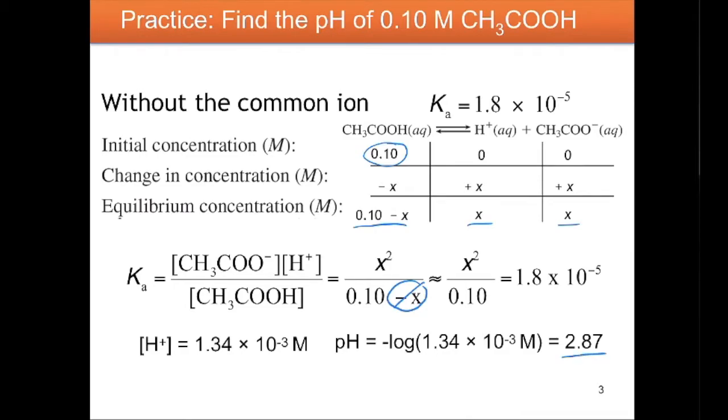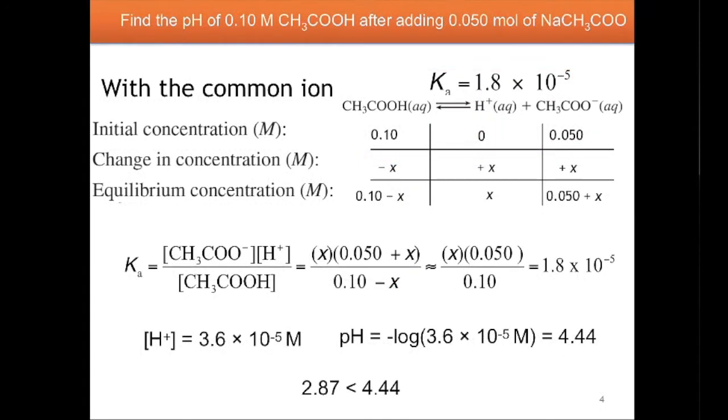Now, before we go on to the next slide, I just want you to think about what would happen if we added more acetate ion. If we add more acetate ion, where does the reaction shift? It shifts to the left, making more acetic acid. And if it makes more acetic acid, what happens to the concentration of H+? And by extension, what happens to the pH? So what would you expect to happen to the pH if we added sodium acetate to this reaction? Just take a second to think about that before we go on to the next slide.